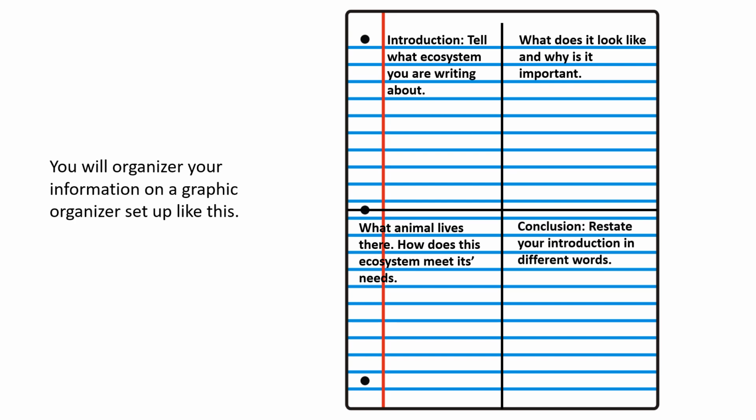And last, you're going to have your conclusion. Remember, you're going to restate your introduction in different words. You're not going to give me any new information. You're not going to tell me about a new animal that you didn't do on the third part. You're not going to tell me what the ecosystem looks like. You're just going to tell me what the ecosystem was that you wrote about. And remember, each of these parts need to have at least 2 sentences.